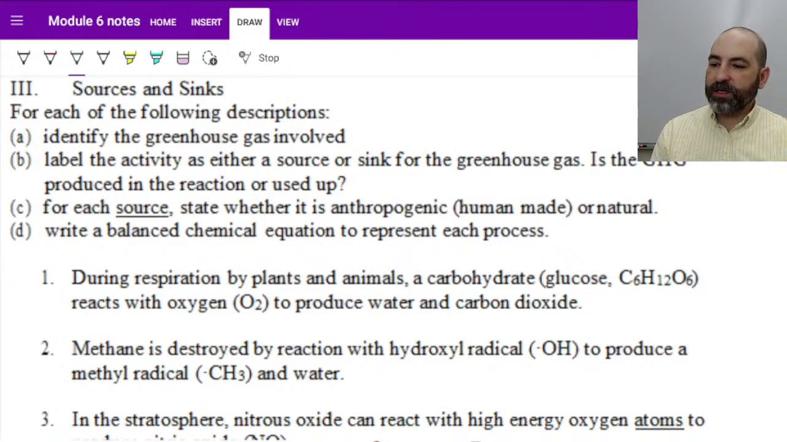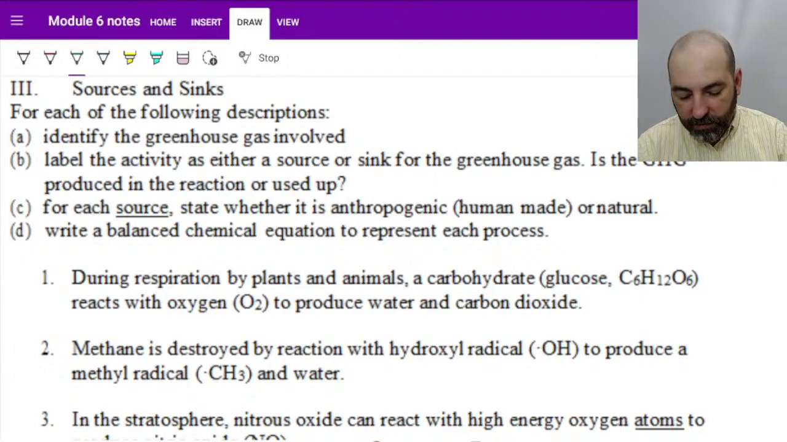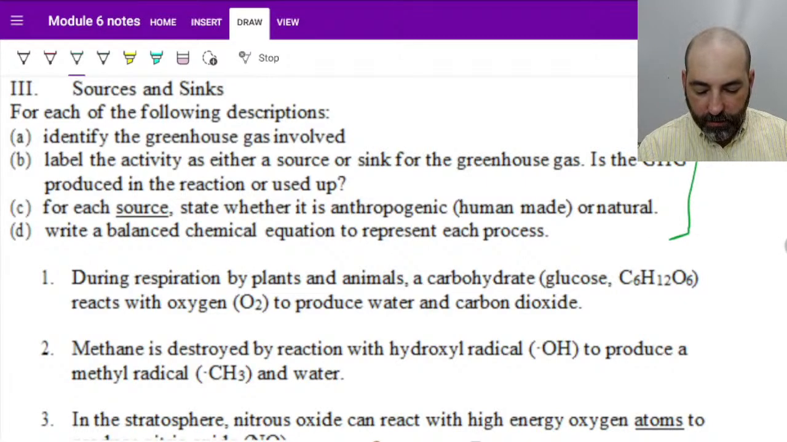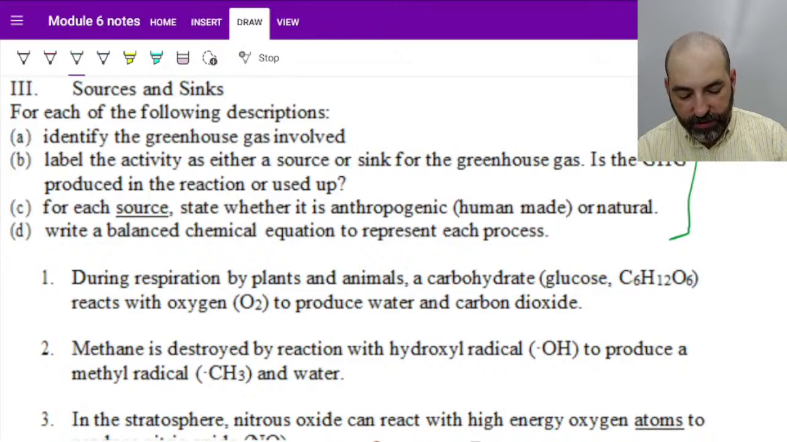So the next part is partly understanding what processes affect greenhouse gases, like what produces greenhouse gases. It's also some practice with writing and balancing chemical equations. So for each of these, you have to do 4 things. Identify the greenhouse gas involved. Label the activity as either a source or a sink for the greenhouse gas. Is the greenhouse gas produced or is it used up?